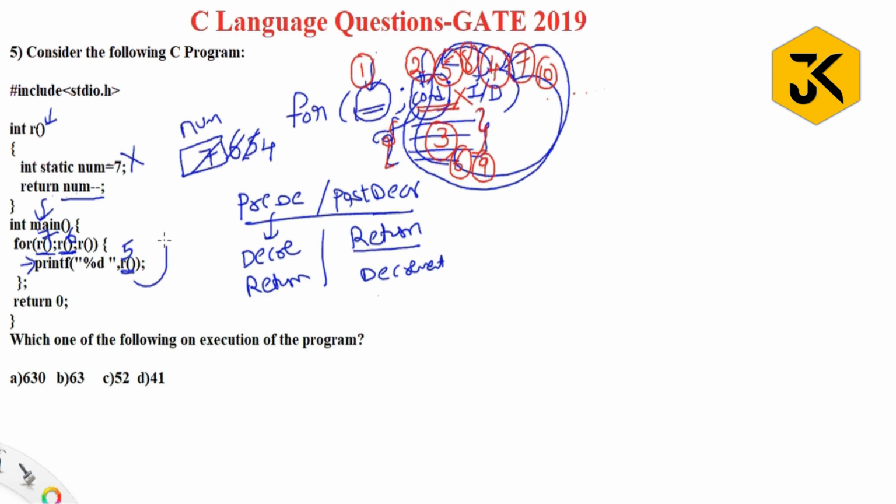Once the block is executed, it performs the increment or decrement statement. Here also they have written the R function, which returns the value 4, then decrements it to 3. Then it executes the condition. In the condition statement they have written the R function again. What value does it get here? It gets 3, then decrements.